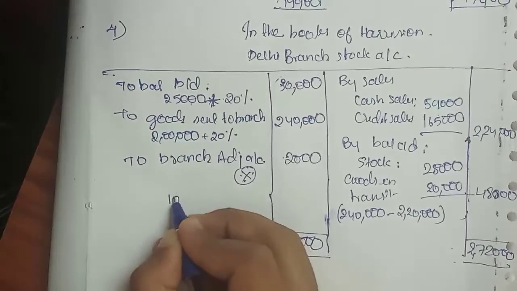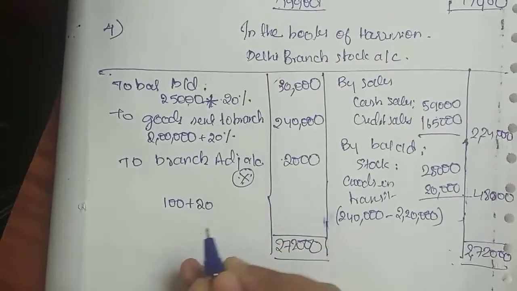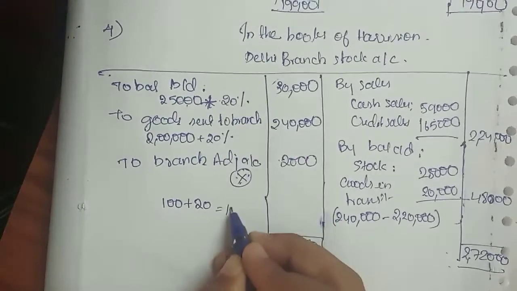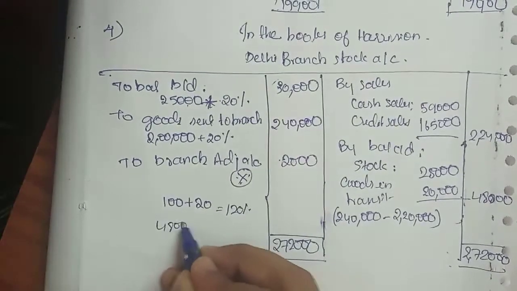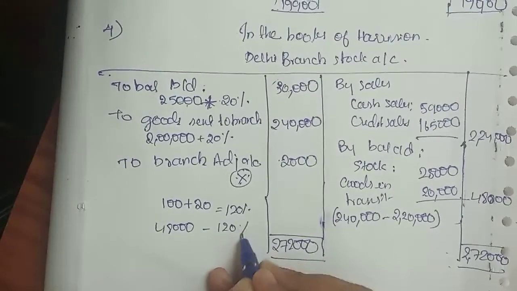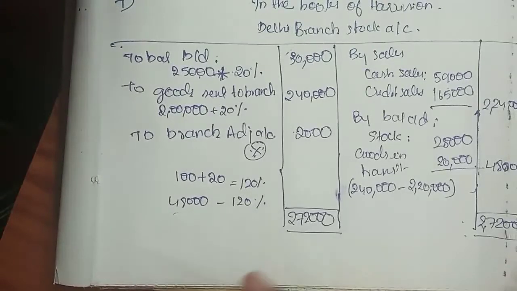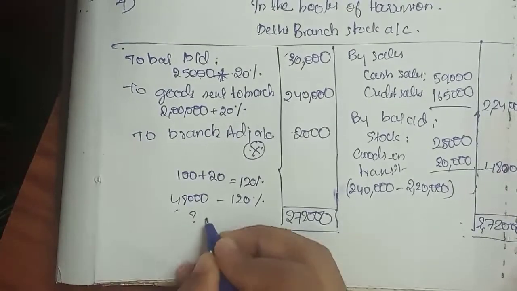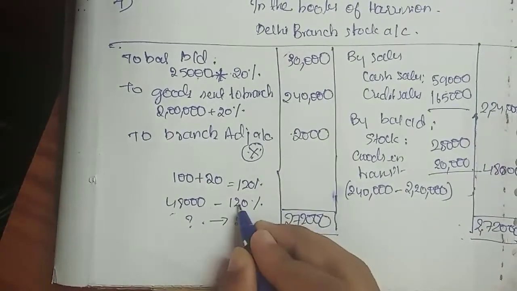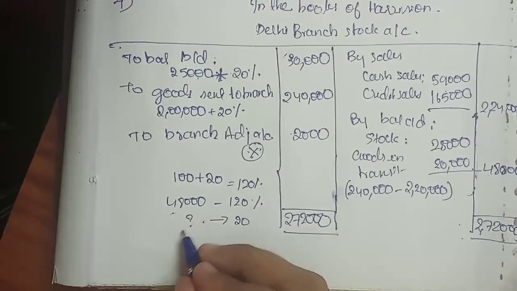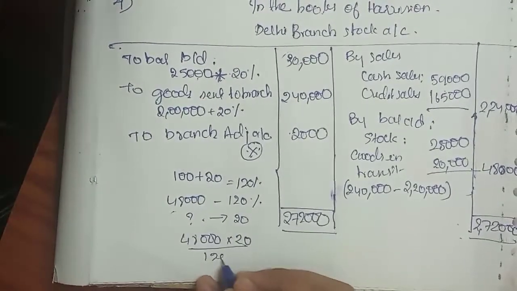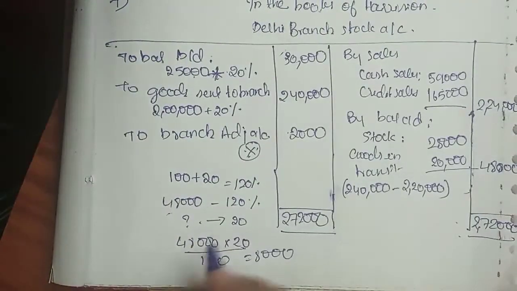If cost is 100 and profit is 20, they have given that profit is 20%, so total is 120%. Now this 48,000 is of the 120% amount. How do you get the profit amount for that 20% which we have added? Cross multiply it: 48,000 into 20 divided by 120. So you get 8,000.